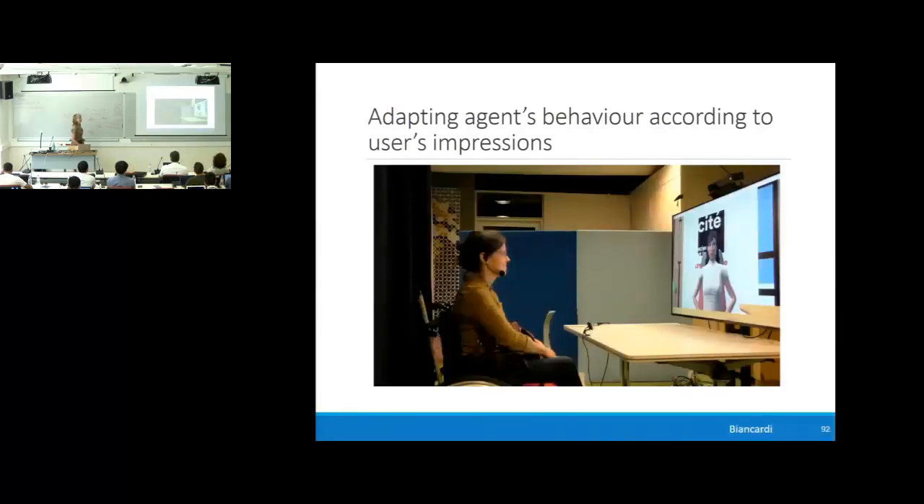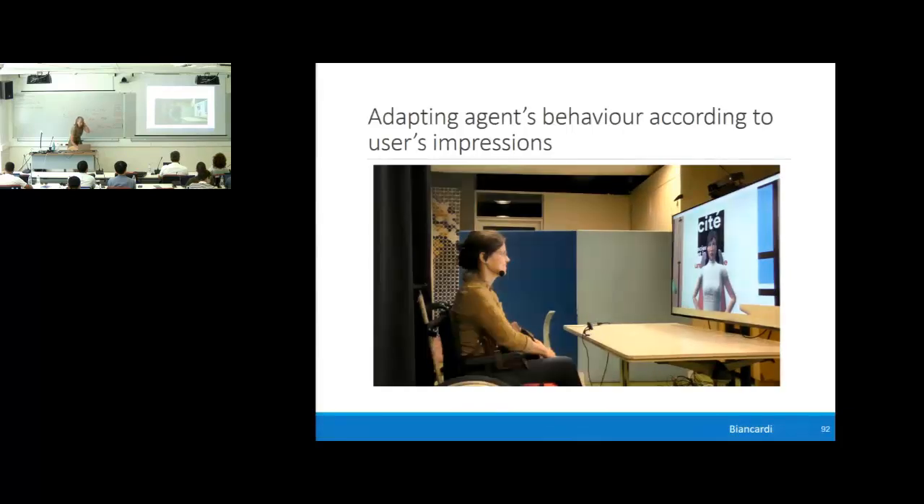Okay, so I'm going to show an example. Sorry, it's in French again, where we have the agent that adapts its behavior to the situation.